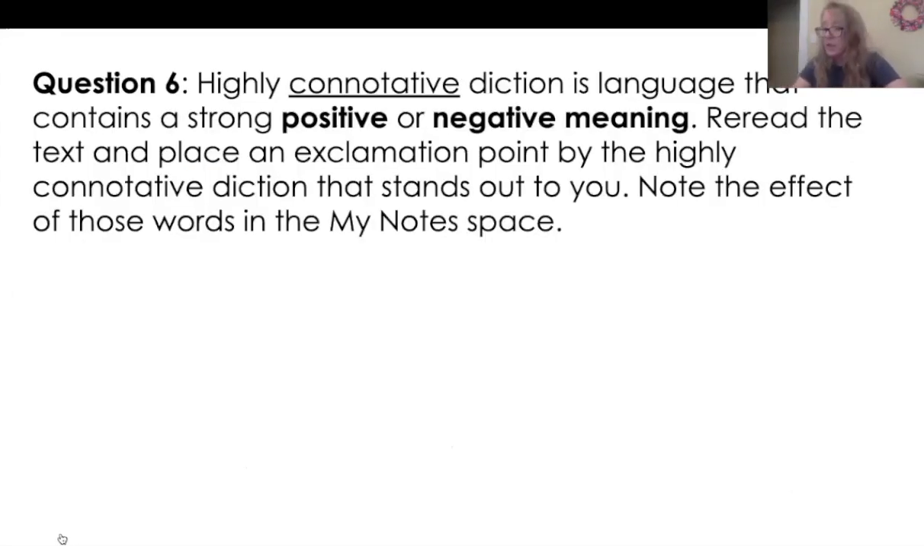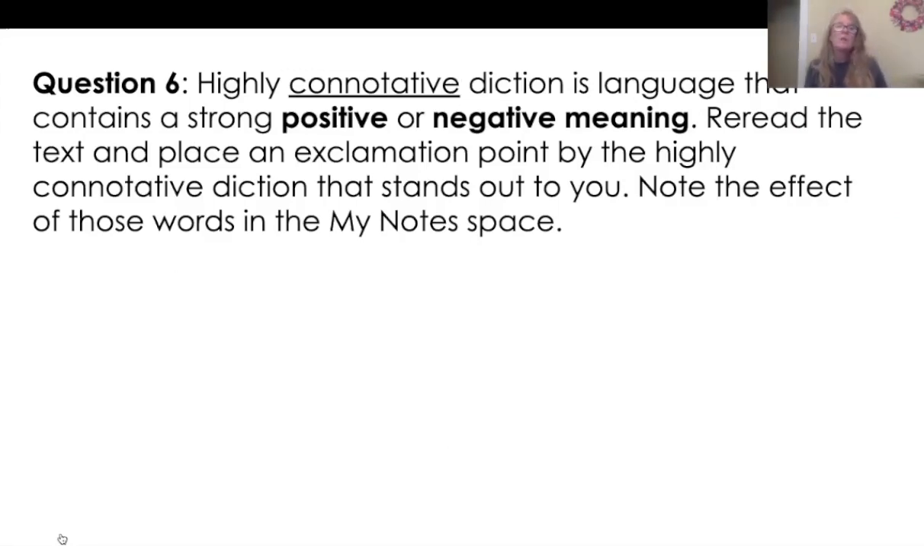Okay, question 6. Highly connotative diction is a language that contains a strong positive or negative meaning. So connotation, positive or negative. Would you rather be known as nosy or curious? That's my go-to connotation, right? Being nosy is more negative than being curious, right? We like it. Adults like it when you're curious. You want to know about things, right? Isn't that the same thing as being nosy?